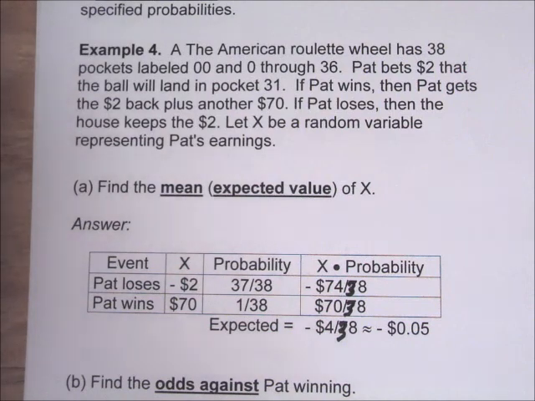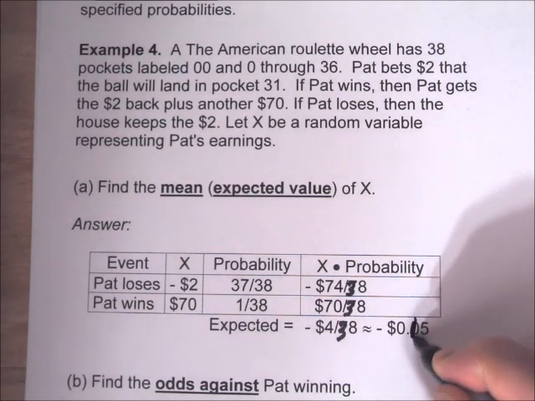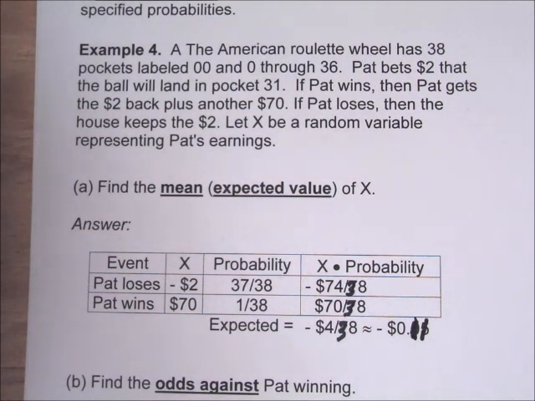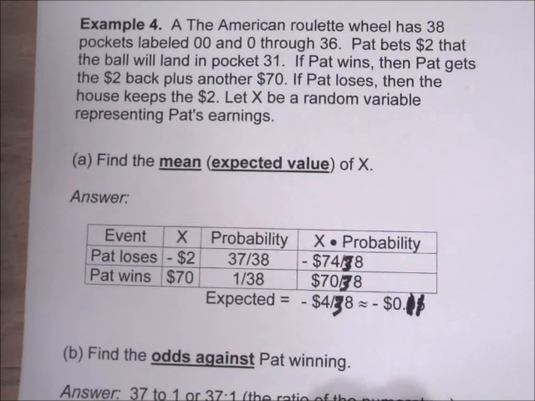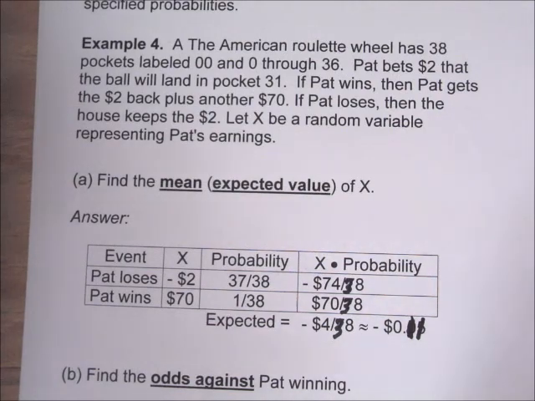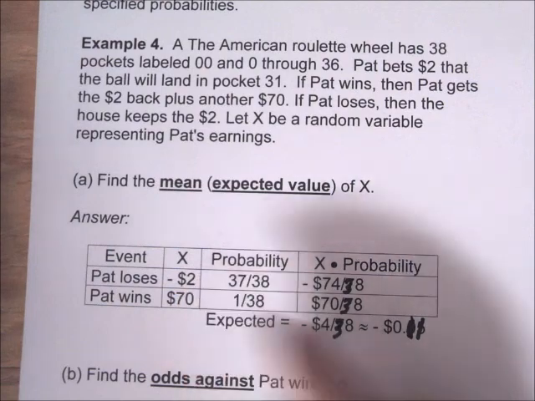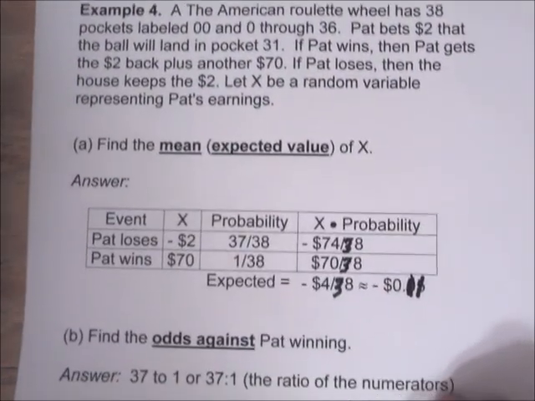So 4 divided by 38 is about 11 cents. So on the average, Pat could expect to lose about 11 cents. Pat's never going to lose exactly 11 cents. Either she's going to lose $2 or she's going to win 70. But on the average, Pat will lose 11 cents.